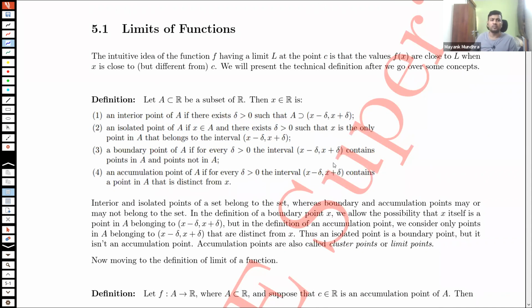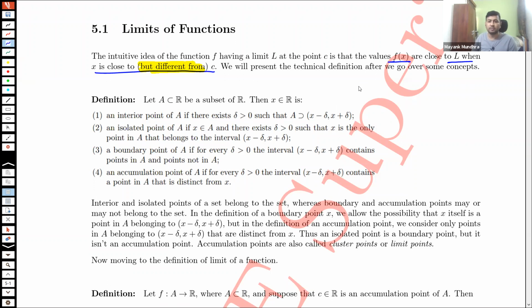So the intuitive idea of a function having a limit L at a point c is that the values f of x are close to L when x is close to c. The crucial thing is, but different from c. So I'm not talking about what happens to the function at exactly c.